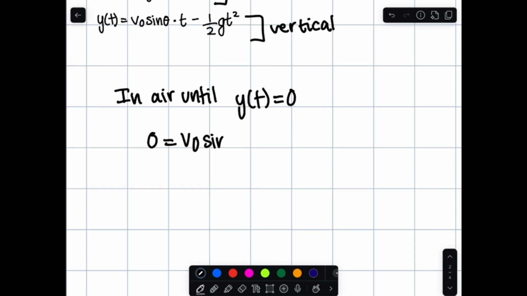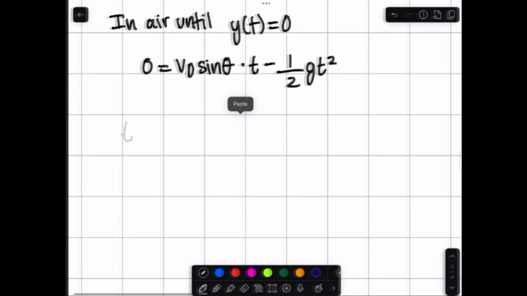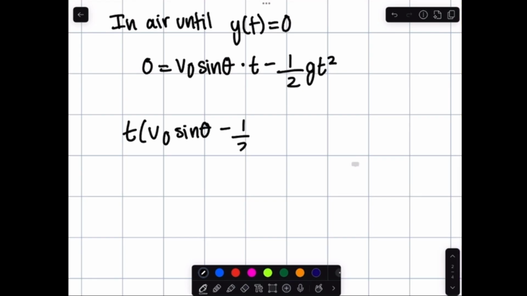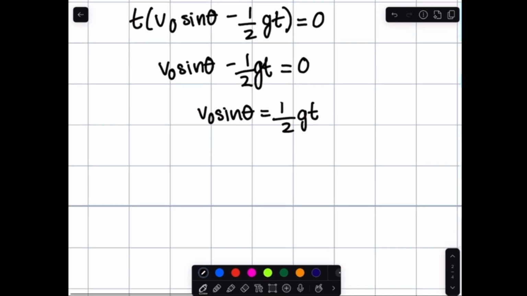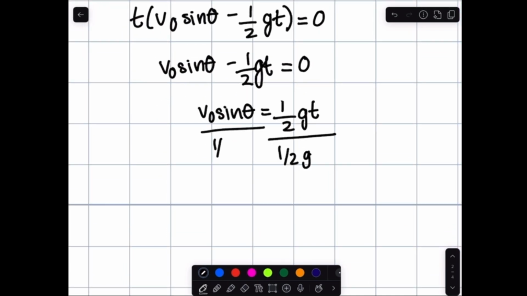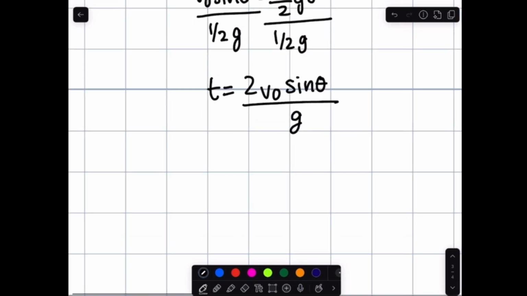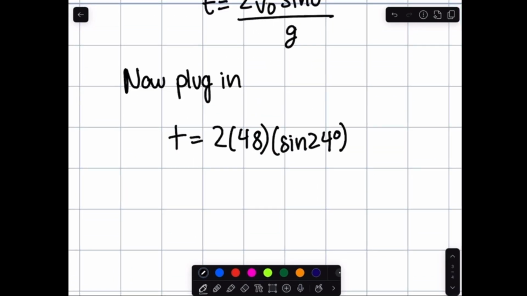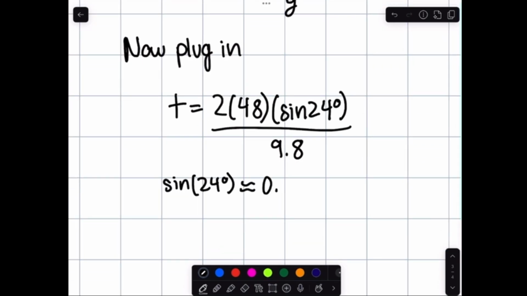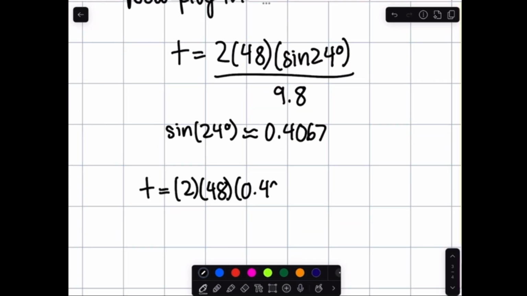So we set this equal to 0, which is v0 sin(θ) t − 1/2 g t². Since we're solving for t, we factor out t, which gets you this, and then you subtract the 1/2 g t and divide by 1/2 g, and you get this equation, which is the standard result for symmetric projectile motion. Then you just plug in the numbers, and the answer is 3.98 seconds. So that is the time of flight.